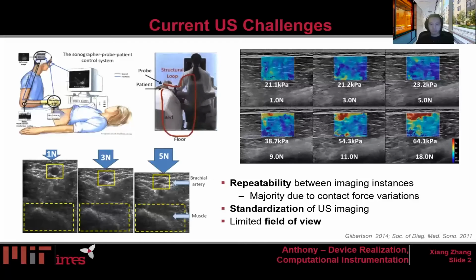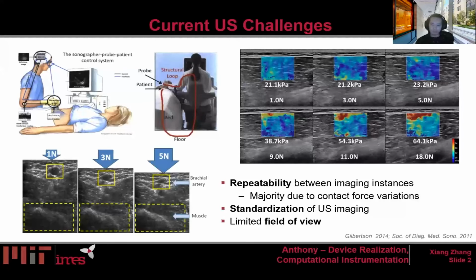To begin, so what's the problem we're trying to solve here? Unlike CT, X-ray, and MRI, ultrasound requires contact with the patient to generate an image. This means, based on how the clinician orients the probe and how hard they compress the tissue, a different image is generated each time. As you can see here on the bottom left, as more load is applied, the tissue is compressed and a different image is generated.